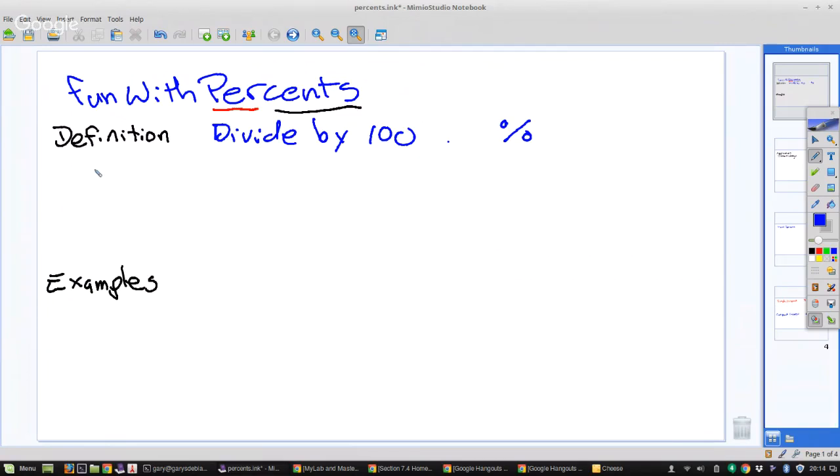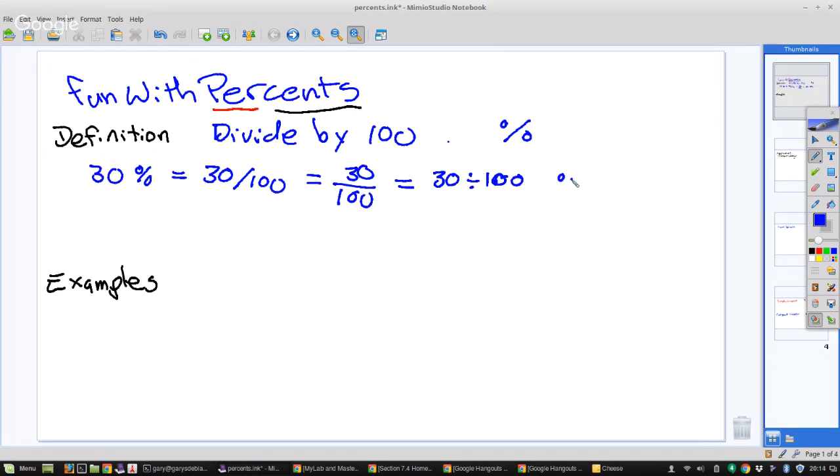So when you see something like 30%, the percent symbol literally means divide by 100. So it translates as 30 divided by 100. Now, we can write division in a lot of different ways. We can use the slash. We can use the fraction bar. We can use the crazy divide symbol. Or we could use the goes into symbol.